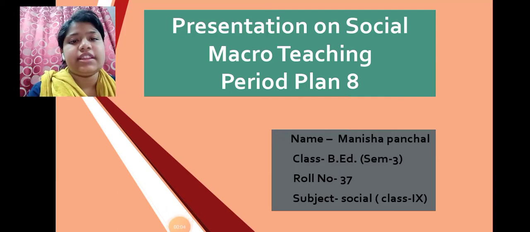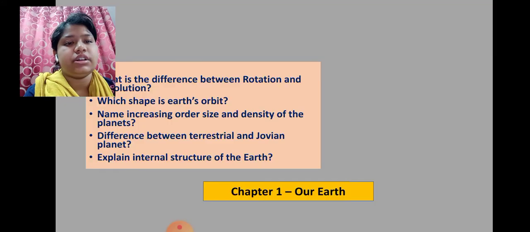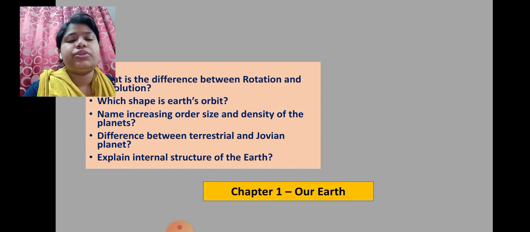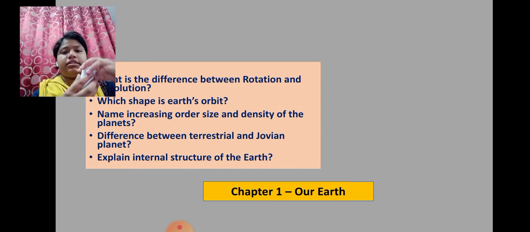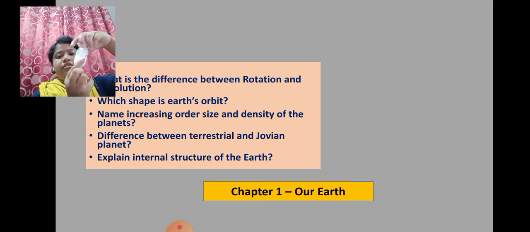So, we were discussing in the last class the difference between rotation and revolution. Rotation is where things rotate in themselves, and revolution is where things revolve around something. That is why Earth's rotation means it is rotating in itself, and Earth's revolution means it is revolving around the Sun.